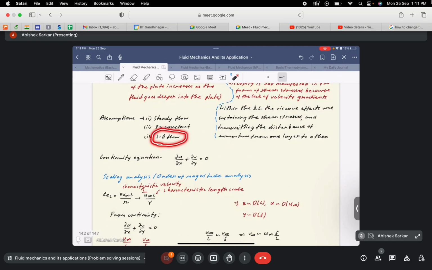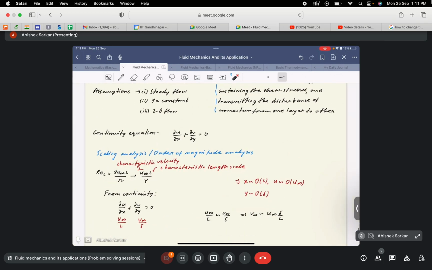Up till now, all the flow fields that we have considered were essentially one-dimensional, so there was only one velocity component. But in this case, there are two velocity components, u and v both. So it's a 2D flow.